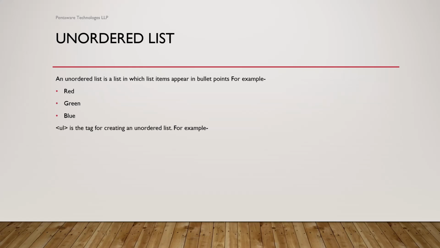So how are they created? They are created by using the tag UL. This tag UL stands for unordered list. For example, UL, then a list item red, list item green, list item blue, then the UL closing tag. Okay, so let us see that with an example.